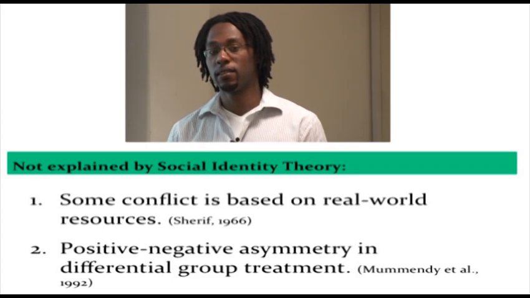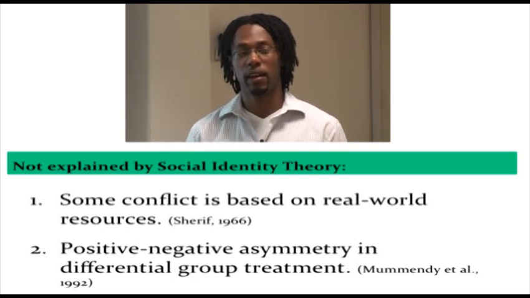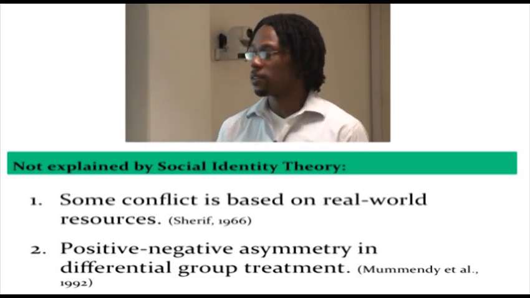The other thing that social identity theory doesn't handle particularly well is a kind of positive-negative asymmetry in the differential group treatment. Now, what does that mean? Again, if we go back to the experiment where we have the blues and the greens arbitrarily created, it's fairly easy to get blues to give other blues more good stuff than they would give greens. It's a bit harder, in experiments anyway, to get blues to dish out more negative things toward greens than they do to other blues. So they're willing to be more positive to their own group, but not really as willing to be more negative to the other group, if you can see the subtle difference.